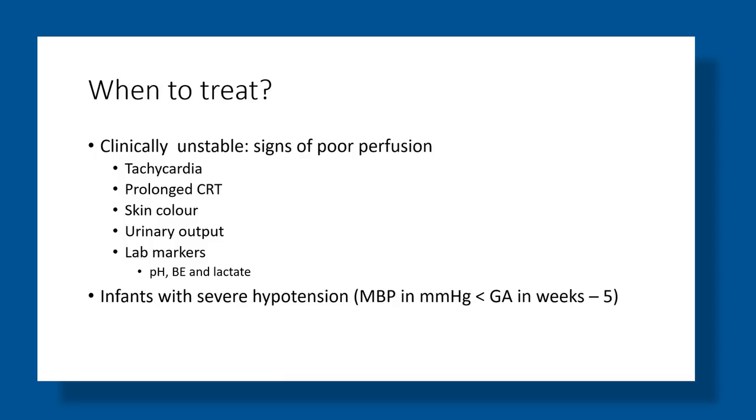Then the next indication for you to treat a baby's low blood pressure will be a baby with severe hypotension. So that is for a 30-weeker, if the baby's blood pressure is below 25, then you know it's a severe hypotension. So that's an indication to treat this baby with inotropes. Next slide, please.